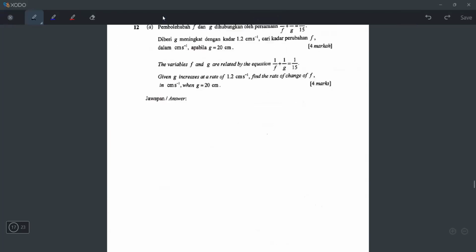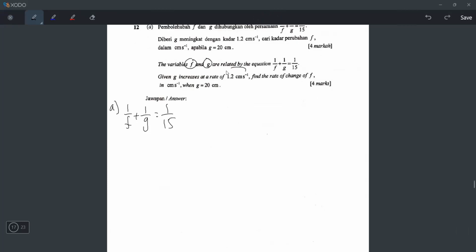Okay, finally, we are at the last question for section A. And then we'll go into section B. Okay, number 12. Let's see. The variables f and g are related by this equation. Let's write it down. 1 over f plus 1 over g equals 1 over 15. But I don't like this equation because there is a fraction and I don't like fractions. But we can remove it if we need to do so. Let's read the question first.